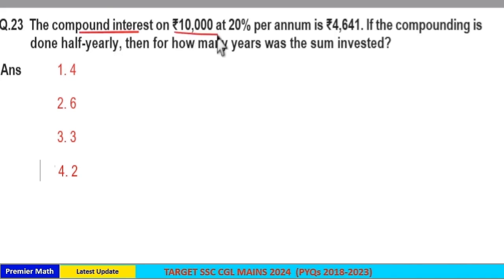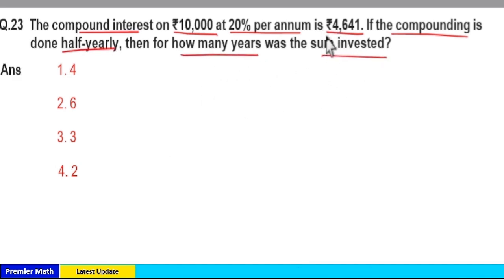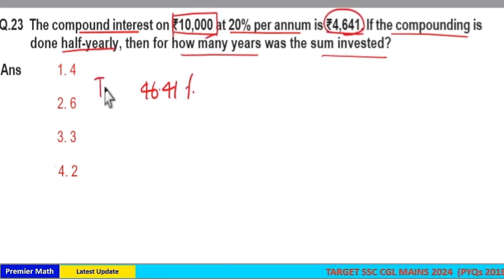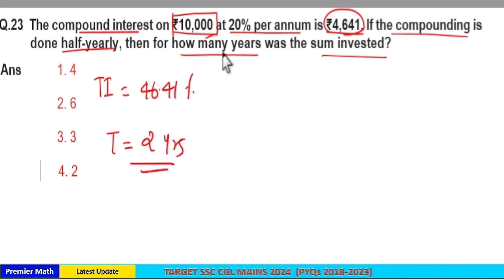The compound interest on rupees 10,000 at 20% per annum is rupees 4,641. If the compounding is done half yearly, then for how many years was the sum invested? Simply, 46.41% is the total interest generated upon this total principal. 46.41% means here T should be 2 years, because in 1 year interest generated is 20%. And interest is compounded half yearly, means every 6 months interest is added to the principal. That is, every 6 months here 10% of principal is added to the interest.